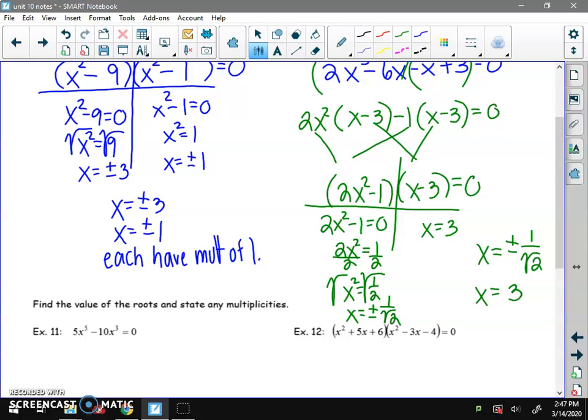Because we have one that's plus and one that's minus 1 over radical 2, and then x equals 3, we have 3 real roots, but because each one only shows up one time, each one of those has a multiplicity of 1. You should try the remaining questions.